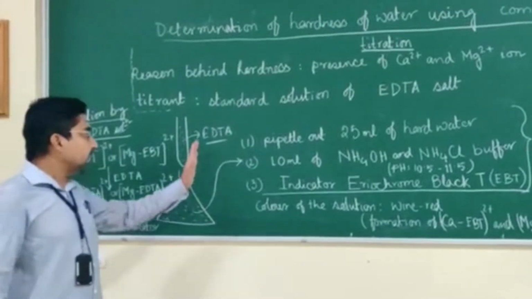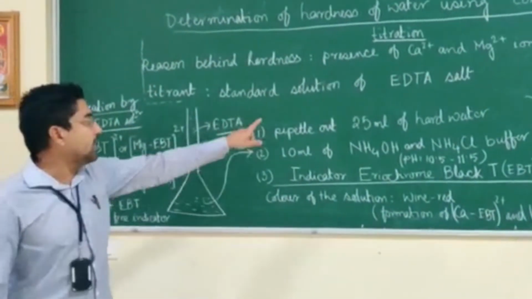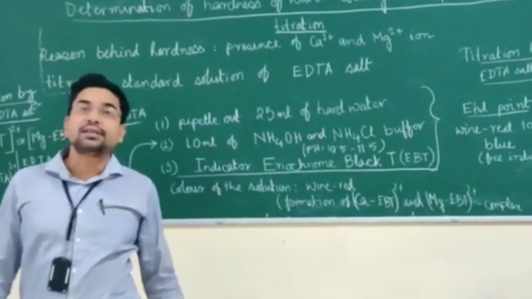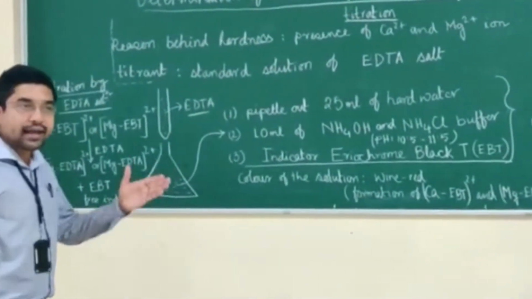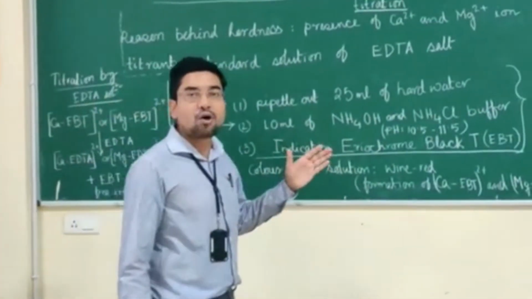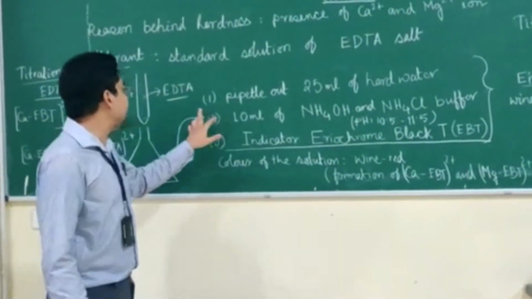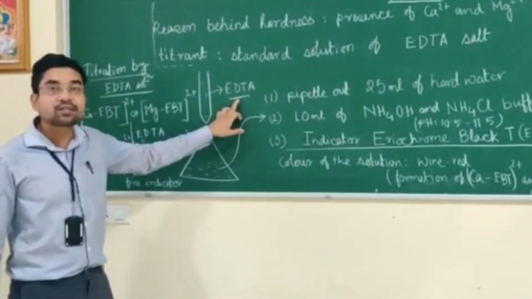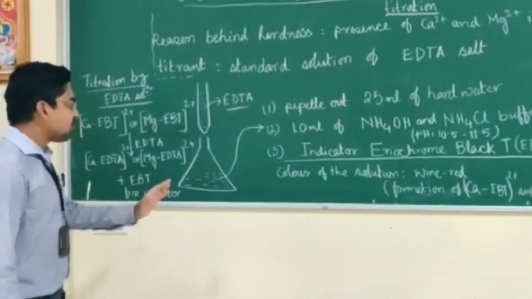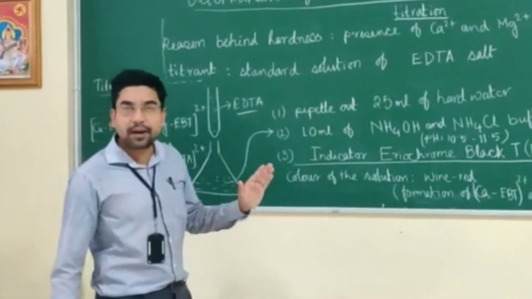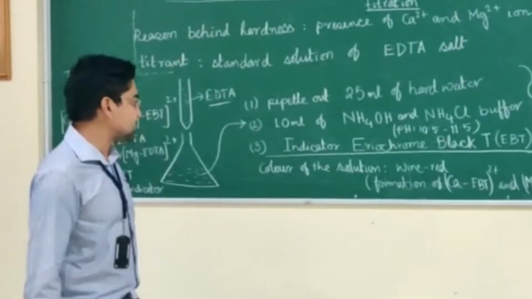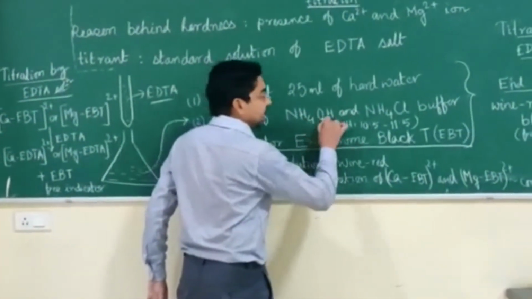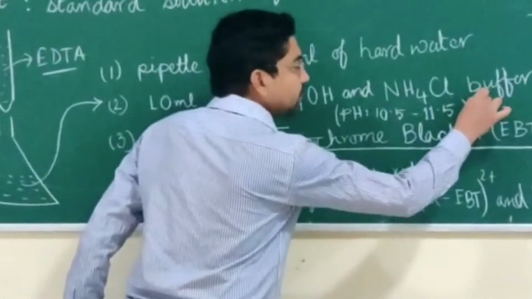Next, EDTA is a ligand, and in our water there is the presence of calcium and magnesium ions. So we want calcium and magnesium to form a complex with the EDTA. That's why the name of the titration is complexometric titration. So first we need to create an environment for the formation of the complex. That's why we are adding a buffer that contains ammonium hydroxide and ammonium chloride.